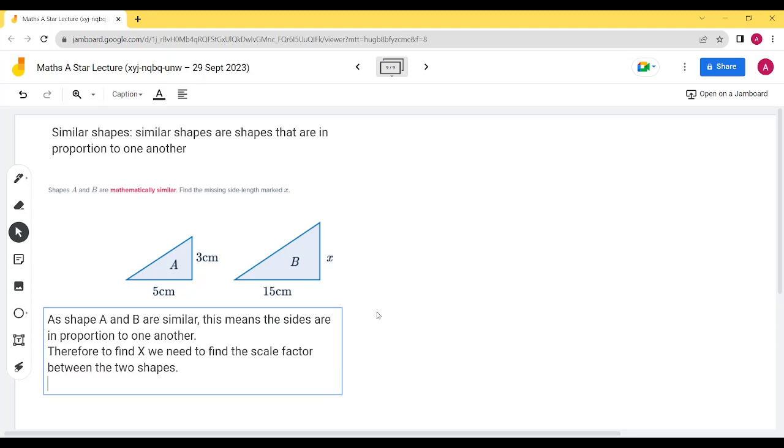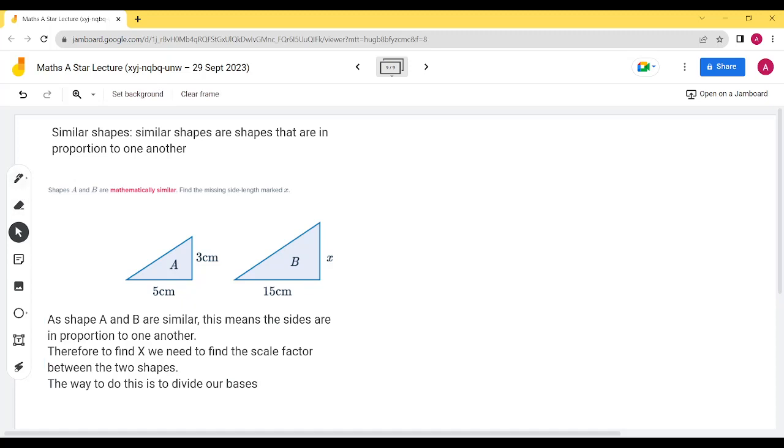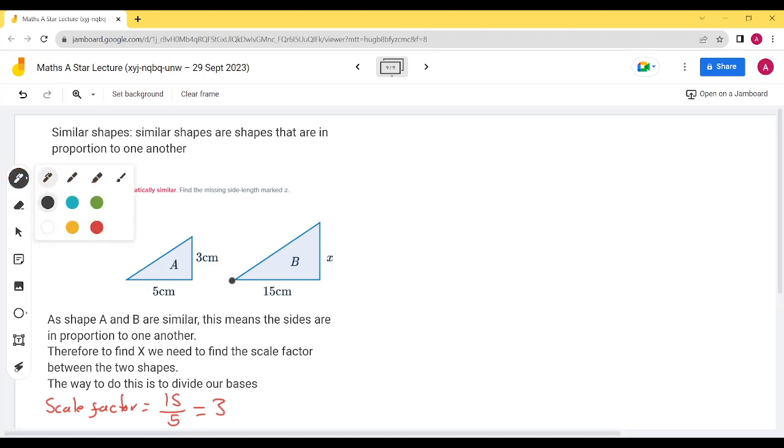And the way to do this is to divide our bases. So we've got a base in both shapes, so we can just say scale factor equals 15 divided by 5 equals 3. And so the scale factor is in what proportion? B is 3 times bigger than A. This tells us because 5 times 3 equals 15.